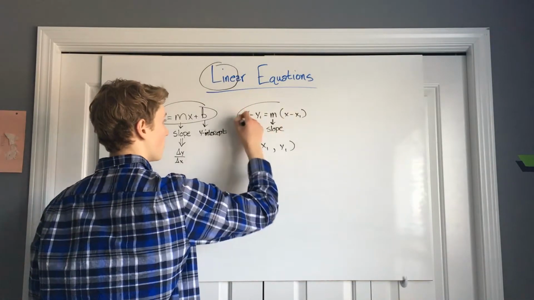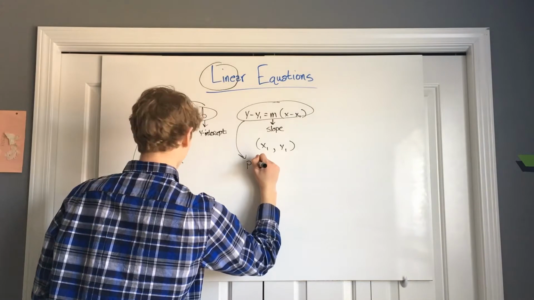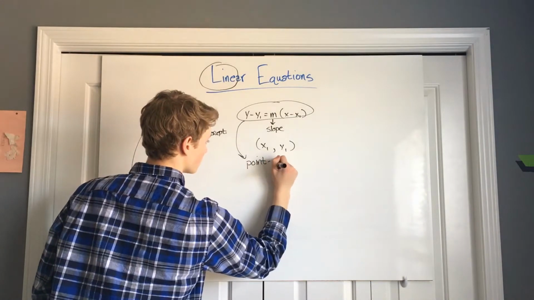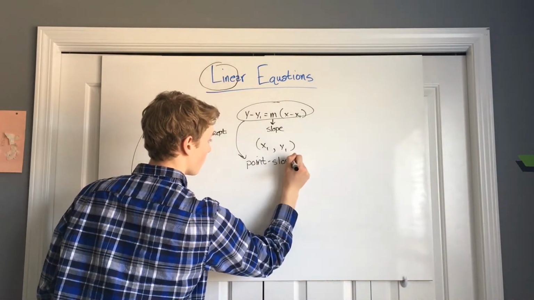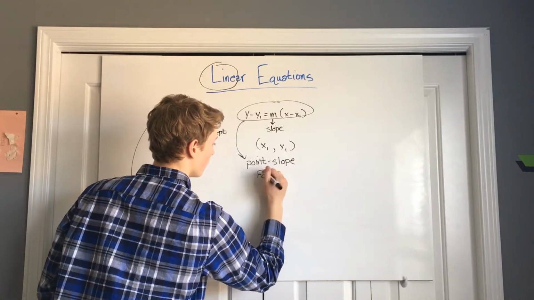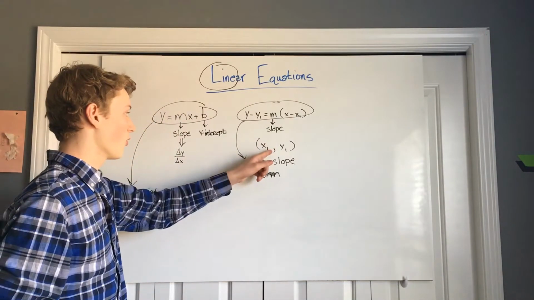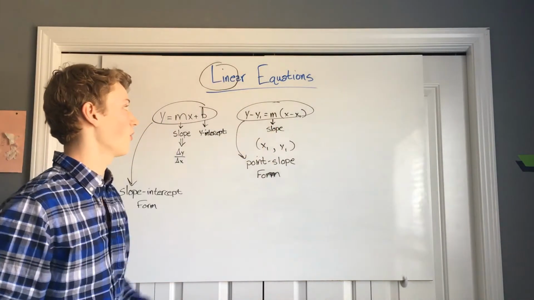And that is called point slope form, which is why we have a point and we have the slope.